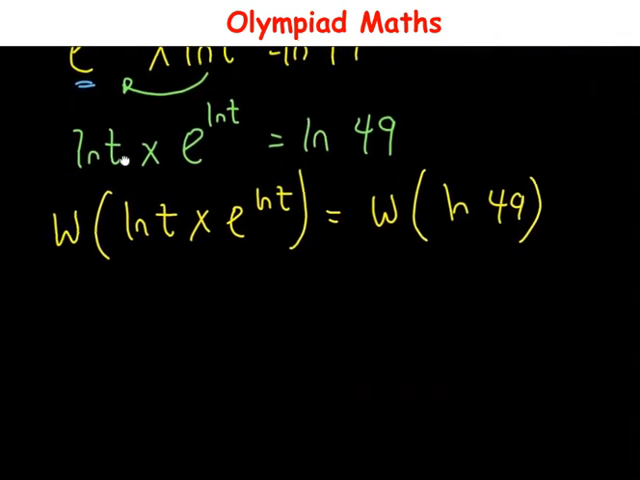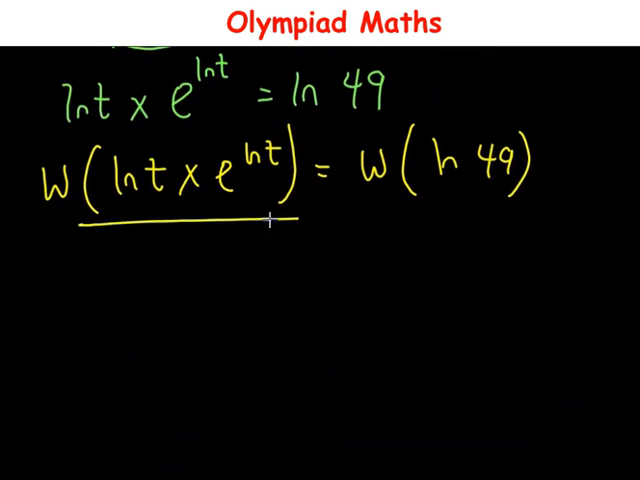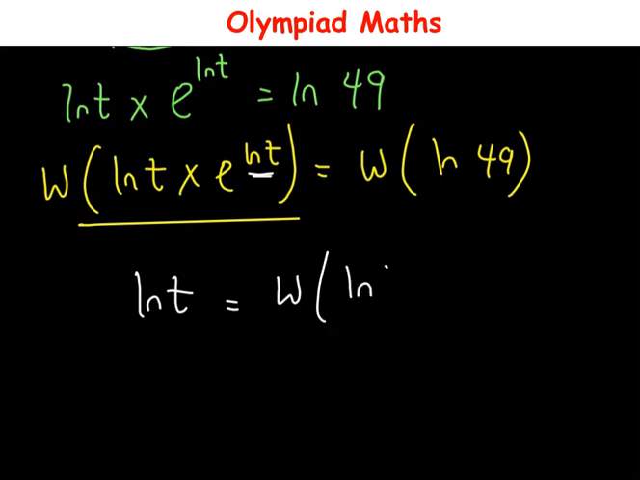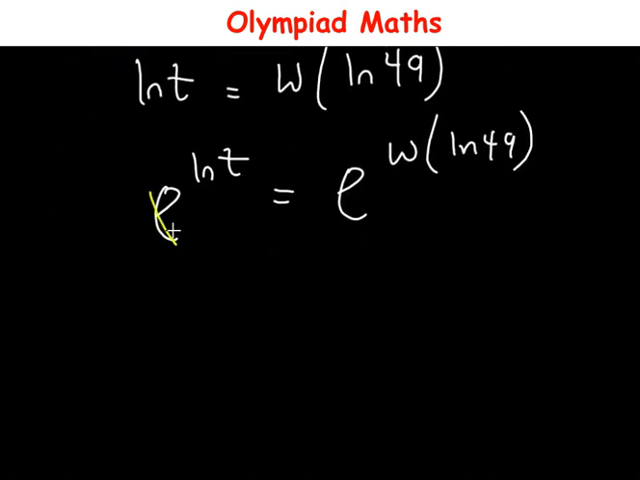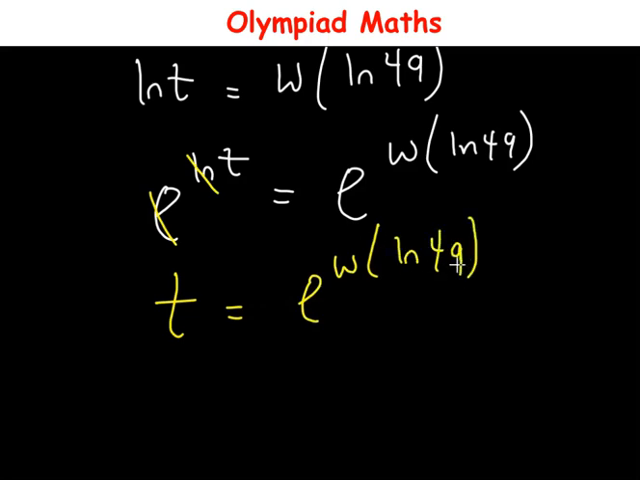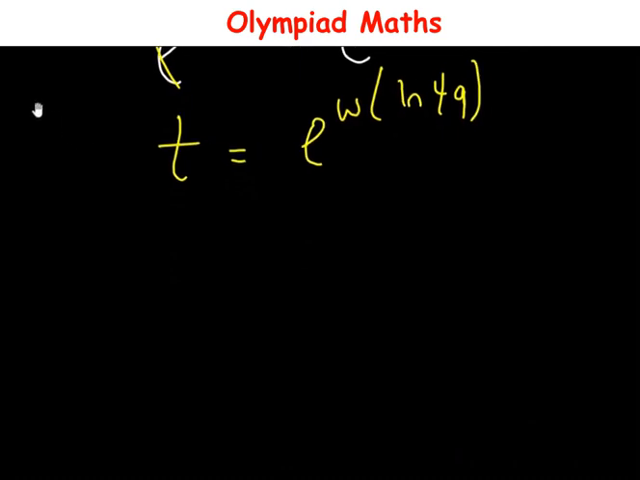Now, following the Lambert W function, if you have something like this, what you have as the final answer will be equal to ln t. So ln t is equal to W of (ln 49). Then to solve for t, we are going to introduce e to both sides of the equation. So e raised to the power of ln t is equal to e raised to the power of W of (ln 49). With this, e will cancel ln, t stands alone, which equals e raised to the power of W of ln 49. Now from here, we have gotten the value of t.